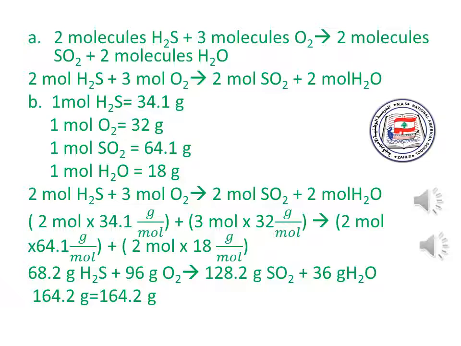Then we multiply the number of moles of each reactant and product by its molar mass. So 2 moles times 34.1 grams per mole plus 3 moles times 32 grams per mole forming 2 moles times 64.1 grams per mole plus 2 moles times 18 grams per mole. The answer is 164.2 grams. The mass of the reactants is equal to the mass of the products, which is 164.2 grams.